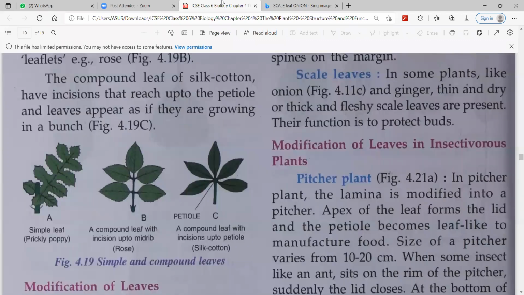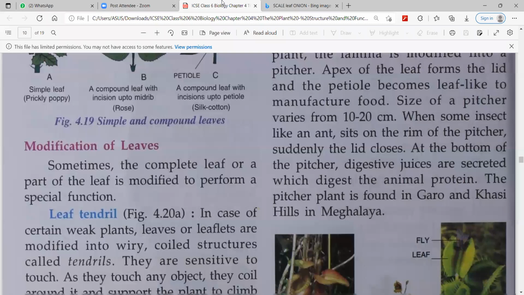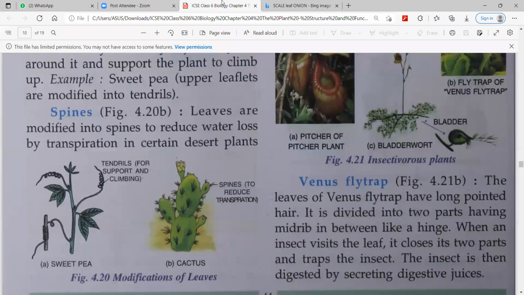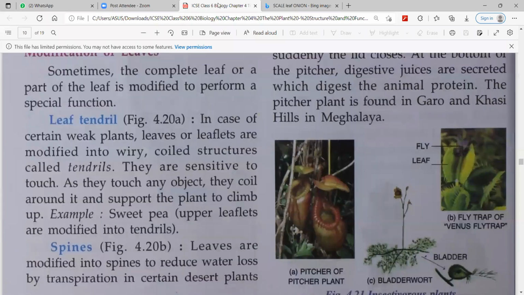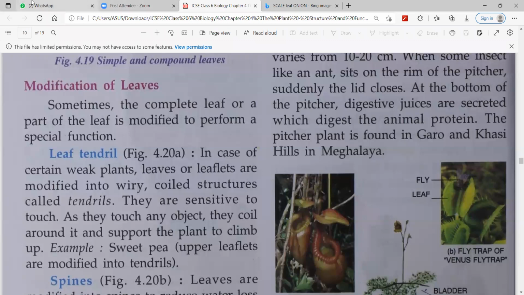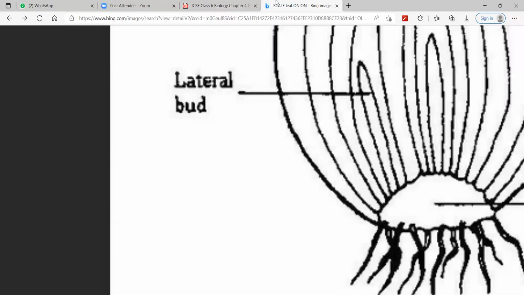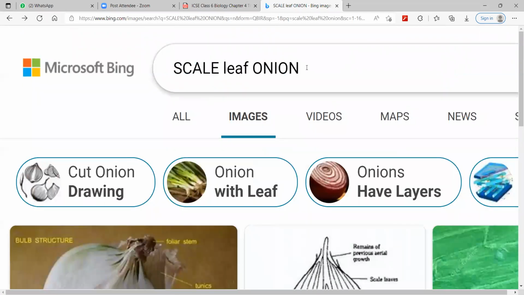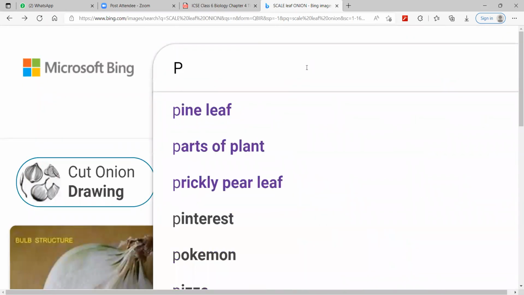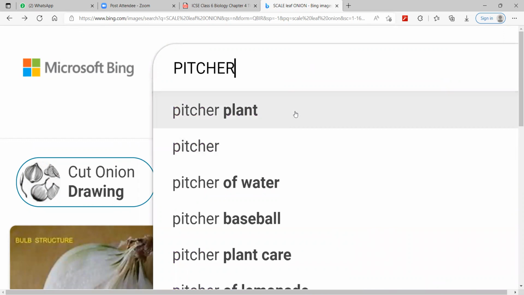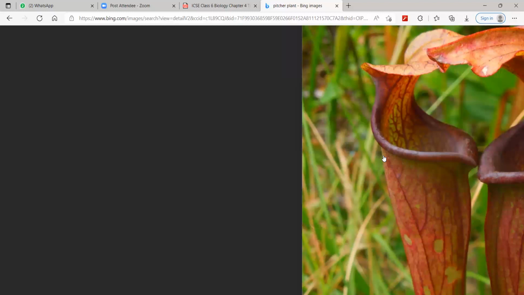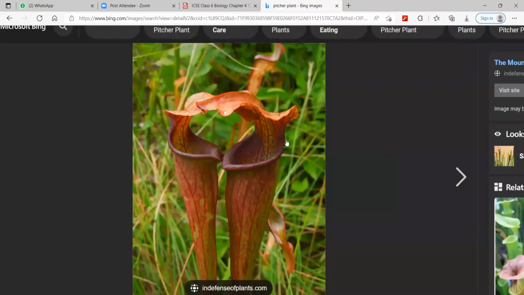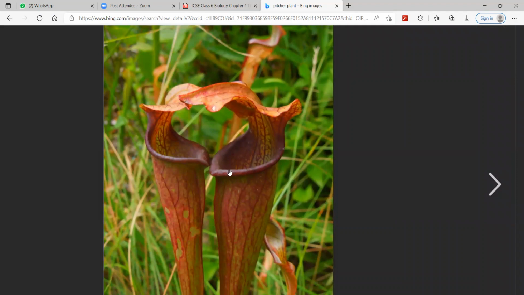Then we have some insectivorous plants, which have a very interesting type of modification in their leaves. Let's see them. The first one is the pitcher plant. Can you see the picture of the pitcher plant? Let's see some more pictures so it is easily understood by all of you. This is the pitcher plant. You can see the pitcher-like appearance of the leaf here.